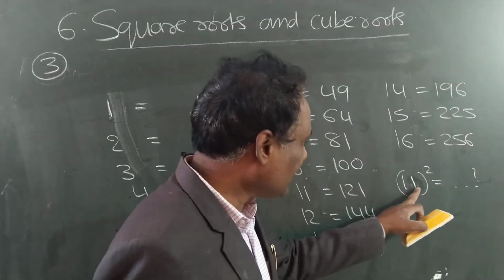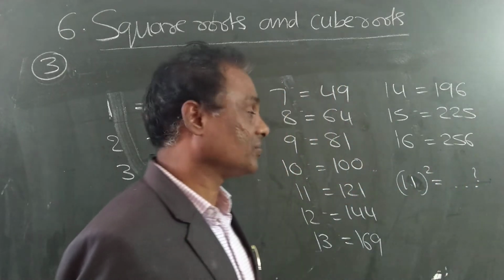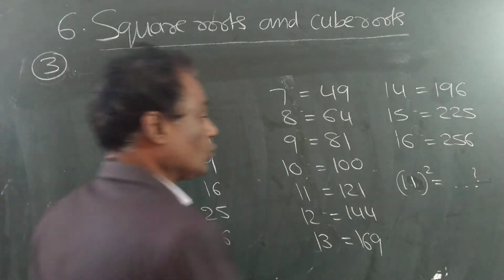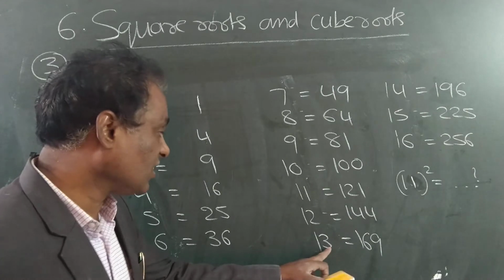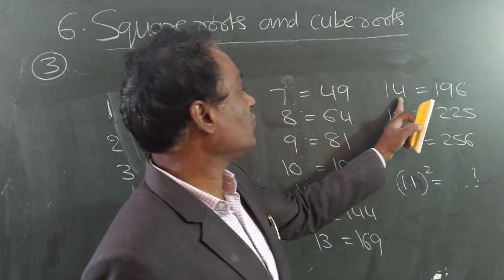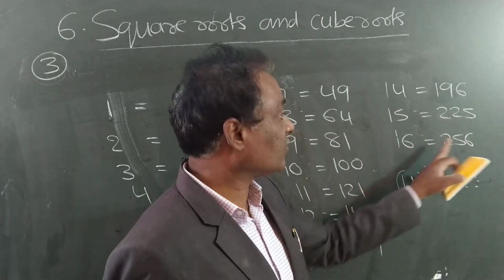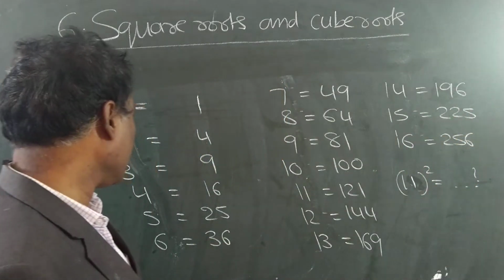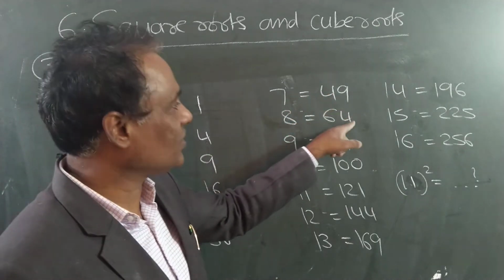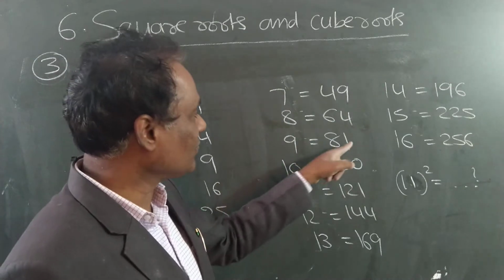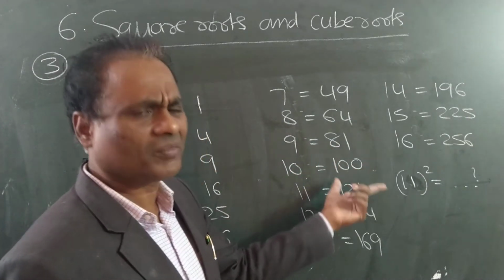That means, if the last digit is 1, in its square also the last digit is 1. If the last digit is 2, in its square the last digit will be 4. If the last digit is 3, 9. Last digit 4, it is 6. Last digit 5, 5. Last digit 6, 6. Last digit 7, last digit 9. Last digit 8, it will be 4. Last digit 9, it will be 1. Last digit 0, it will be 0. That is 2 zeros. Like that.